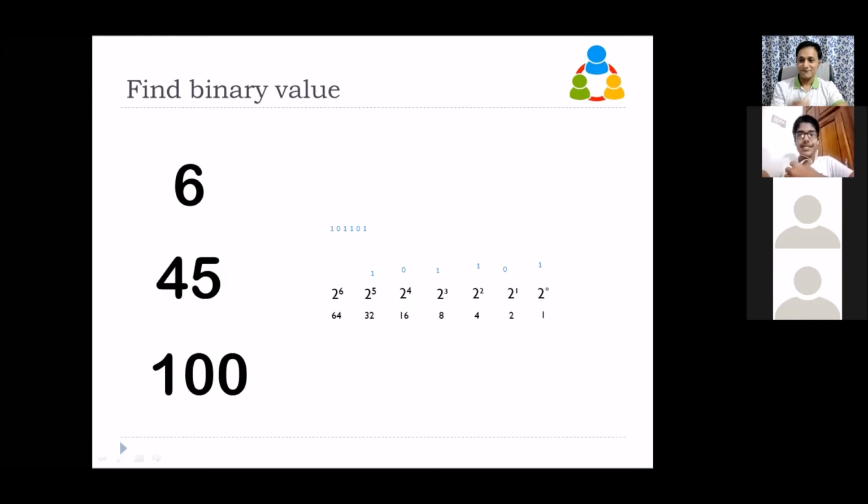Divide by the base. So what will happen? If you divide by base, what will happen? We'll get a remainder. So we could place the value 1.